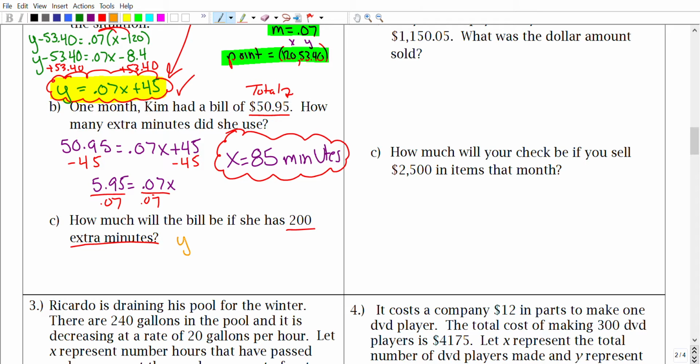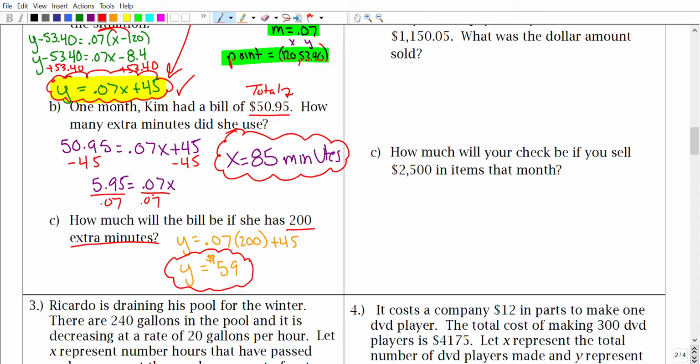We get y equals 0.07 parentheses 200 plus 45. Okay, let's multiply that out, and then if we add the 45, see if typing it all in here, we get 59, and then remember, this is in dollars. So our answer here is $59.